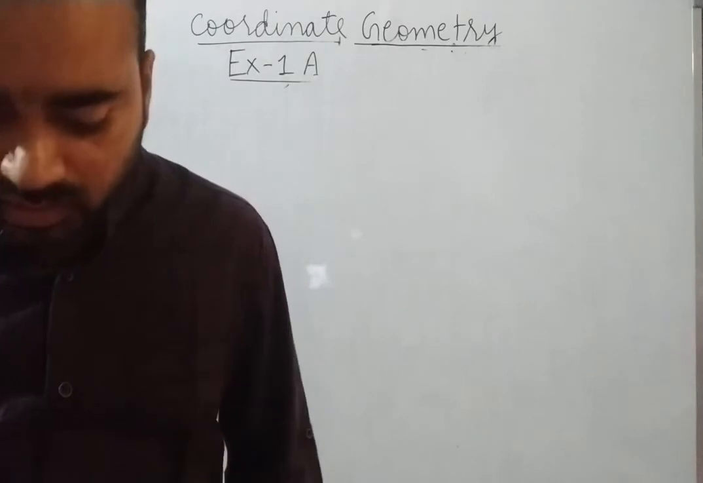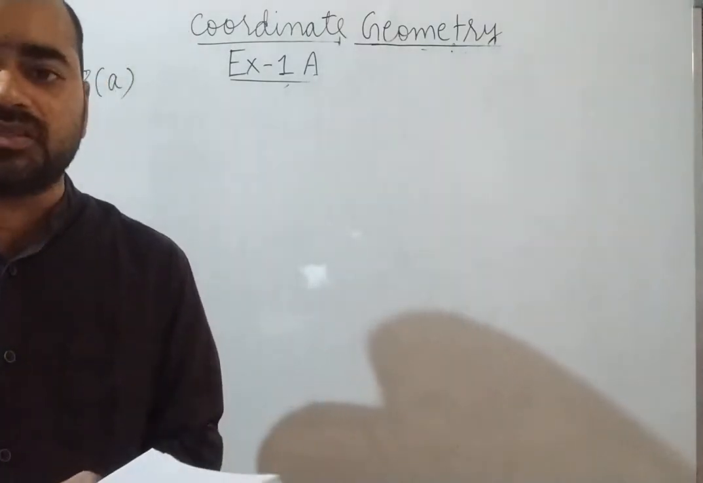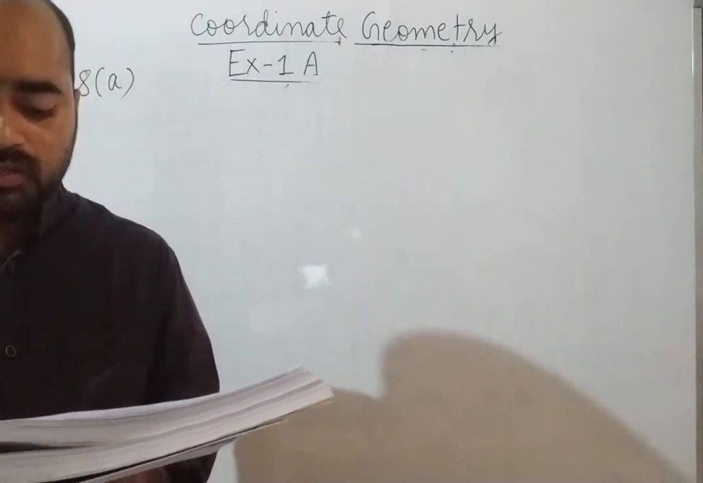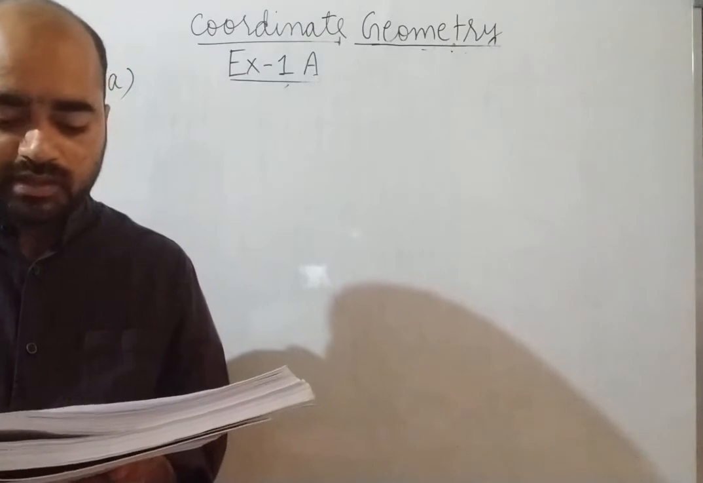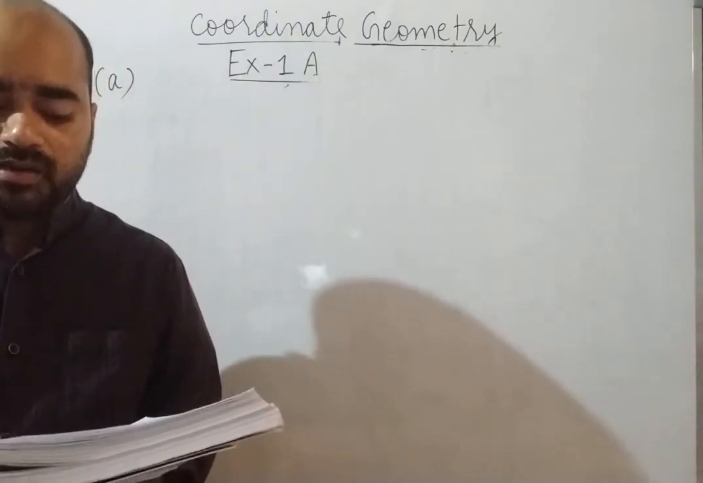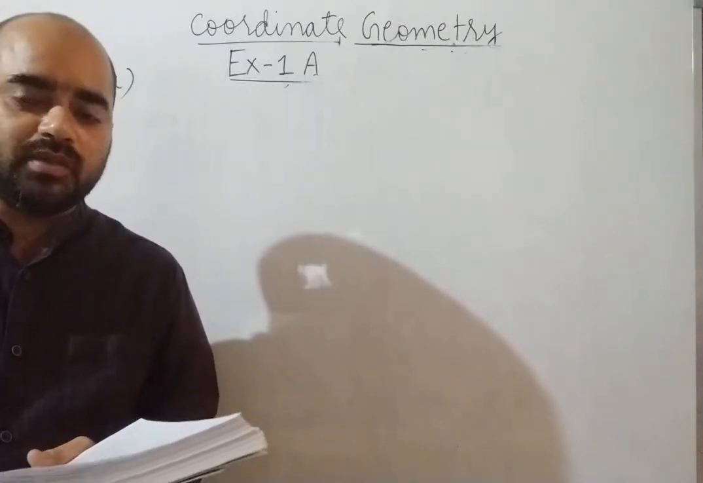Next is question number 8. For each of the following, take 3 ordered pairs x comma y. It means 3 points in coordinate form satisfying the relation given. Plot the points corresponding to the ordered pairs and draw the graph. One linear equation is given in 2 variables. We have to plot the graph.